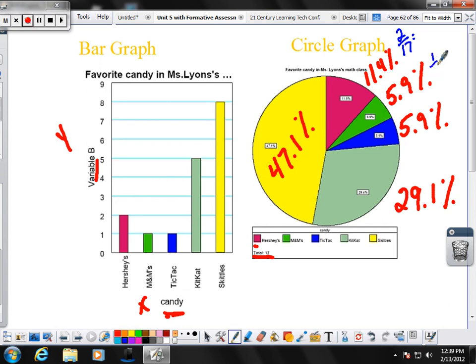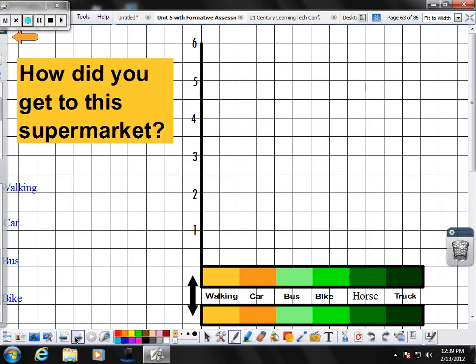This is 1 person out of 17, and 1 person out of 17. These guys, I believe, were 5 people out of 17. And these guys were the most, 8 people out of 17, who liked Skittles. So you can see and compare the two, bar graphs and circle graphs. Let's take a quick look at our next page.